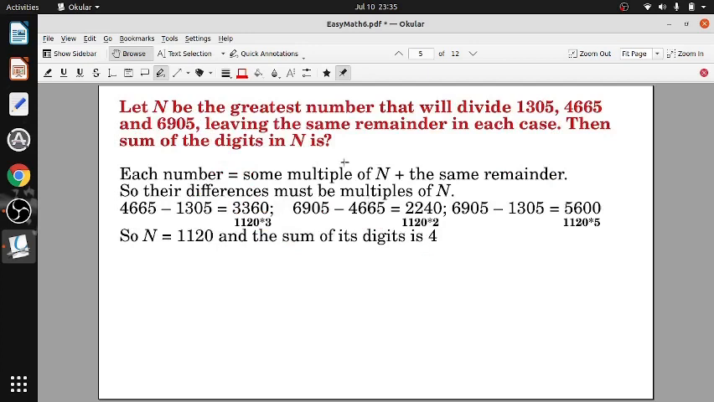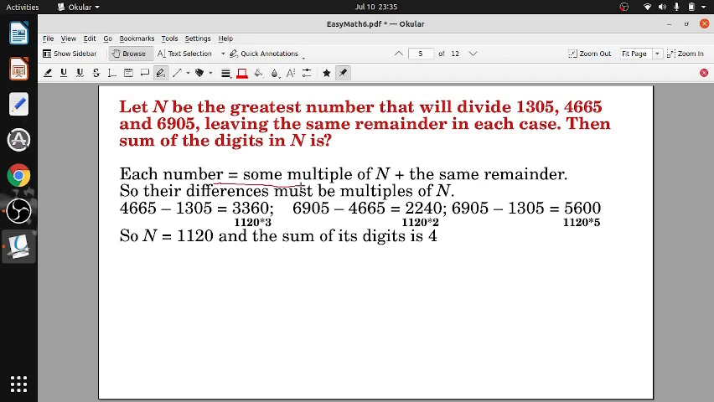Let n be the greatest number that will divide 1305, 4665 and 6905, leaving the same remainder. वही पुराना वाला. When you subtract, remainder will cancel. इसमें भी वही रिमाइंडर है, इसमें भी वही रिमाइंडर है. When you subtract, what will happen? इसका रिमाइंडर cancel. So we take the difference.